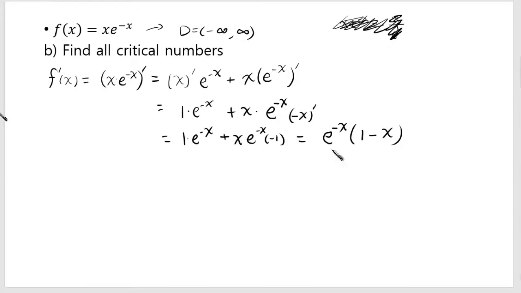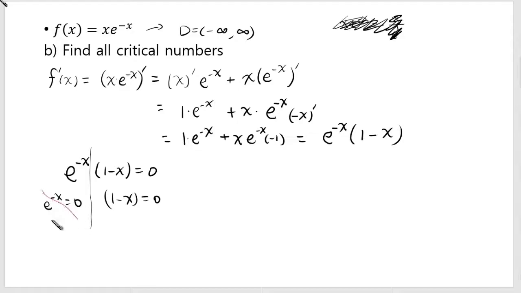Okay. Now this function is always defined because exponential functions are defined for all reals, and 1 minus x is a polynomial. So there is no case where f prime is undefined. Therefore, critical numbers will be numbers where this derivative is equal to 0. So that means either e to the negative x equals 0 or 1 minus x equals 0. But exponential functions are always positive. It's never 0. So this cannot happen. This first one cannot happen.